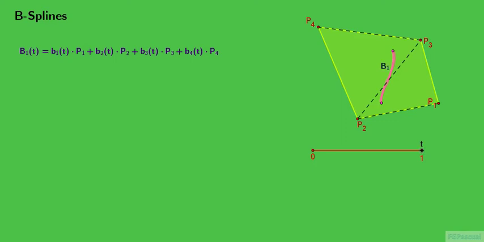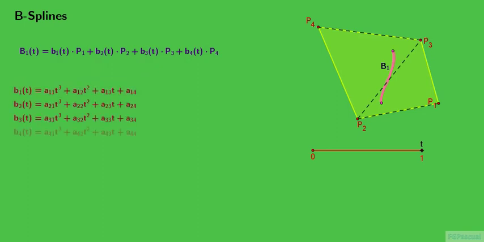Let's get back to the main reason for this lecture, and that is to find formulas for these scalar functions. With 4 points defining capital B sub 1, little b sub 1, little b sub 2, little b sub 3, and little b sub 4 will be third degree or cubic polynomials in t. We write this out in matrix form by separating the powers of t from the little a sub ij's.